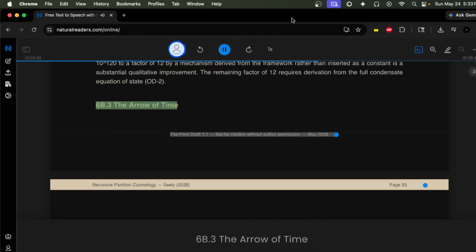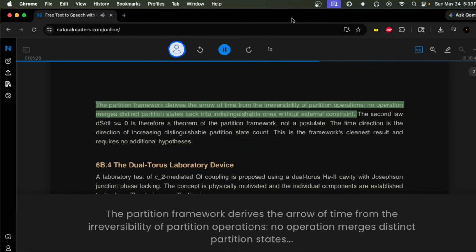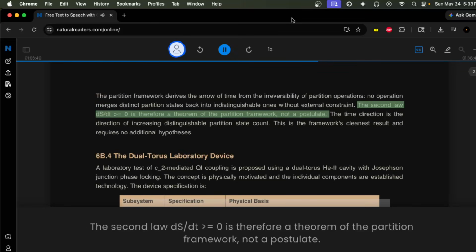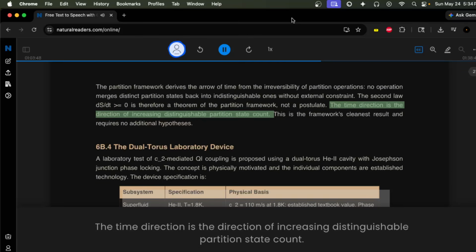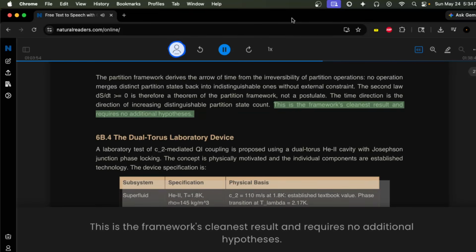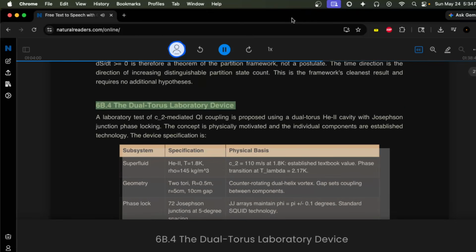6b.3 The arrow of time. The partition framework derives the arrow of time from the irreversibility of partition operations. No operation merges distinct partition states back into indistinguishable ones without external constraint. The second law, dS/dt greater than or equal to 0, is therefore a theorem of the partition framework, not a postulate. The time direction is the direction of increasing distinguishable partition state count. This is the framework's cleanest result and requires no additional hypotheses.